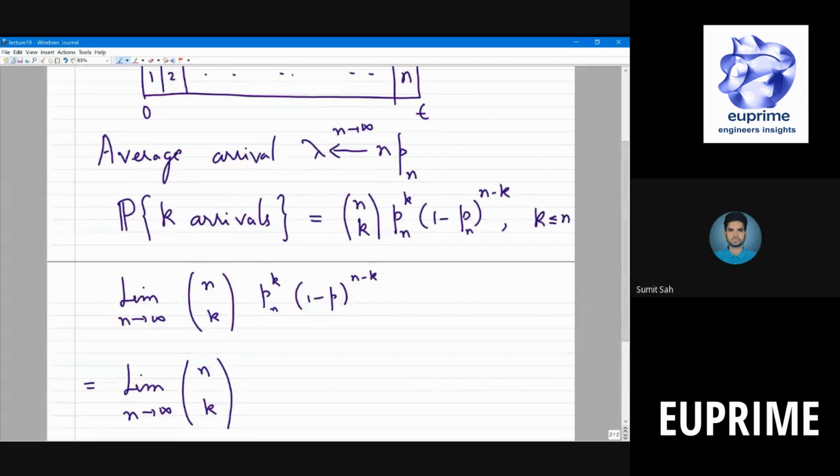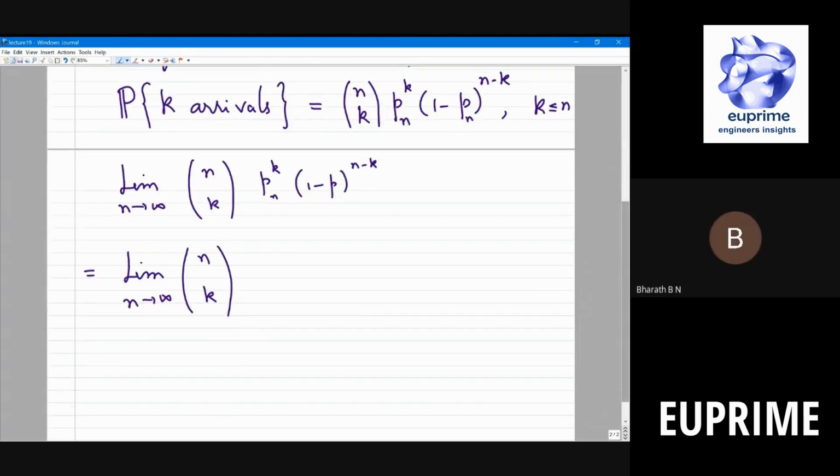It's lambda by n, at least in the limit, that's what is going to happen. So (lambda by n) whole power k. And 1 minus p is what? (1 minus lambda by n) whole power n minus k. So let me write it as is. Okay, fine. Now I can write.